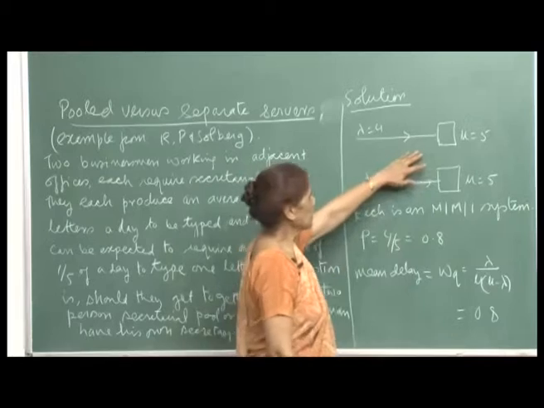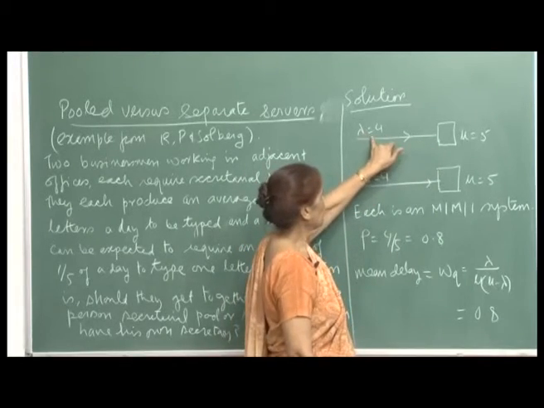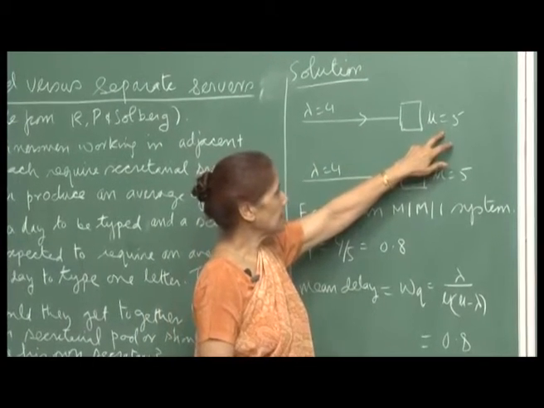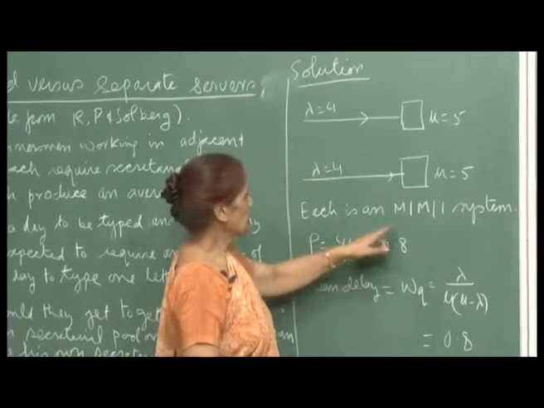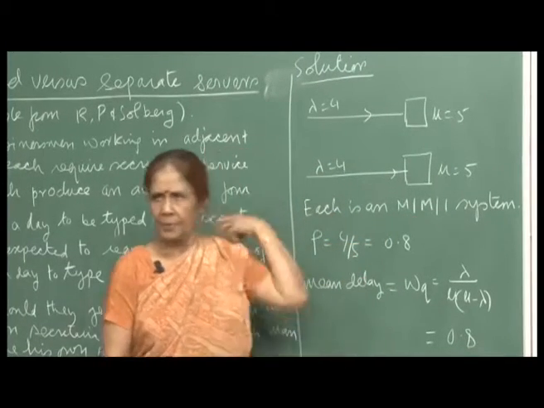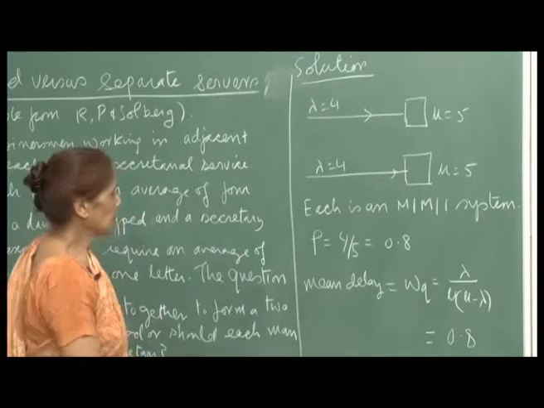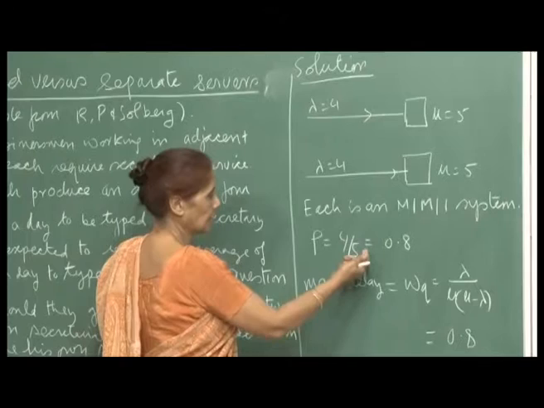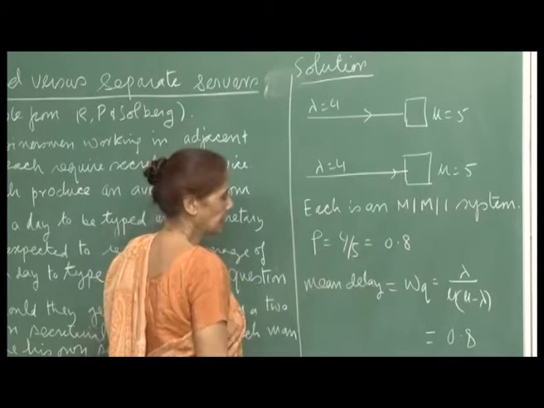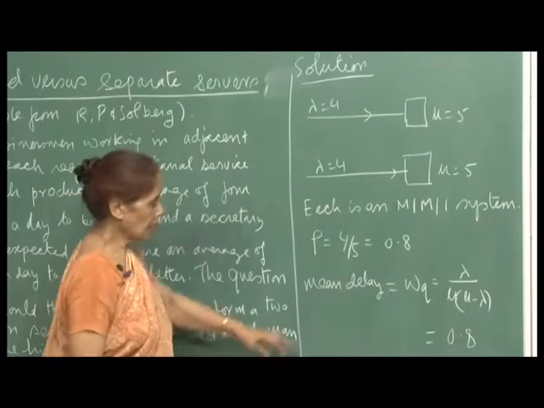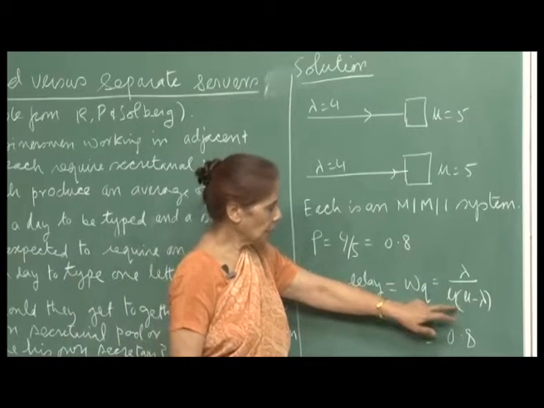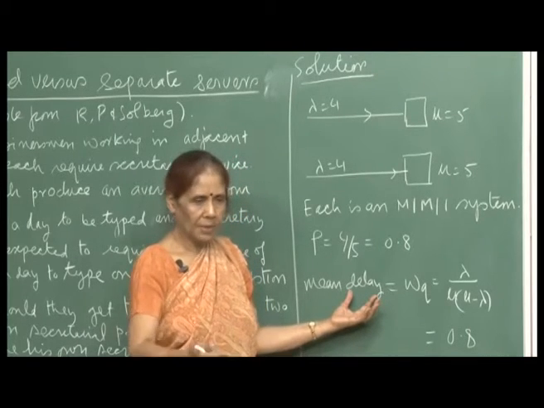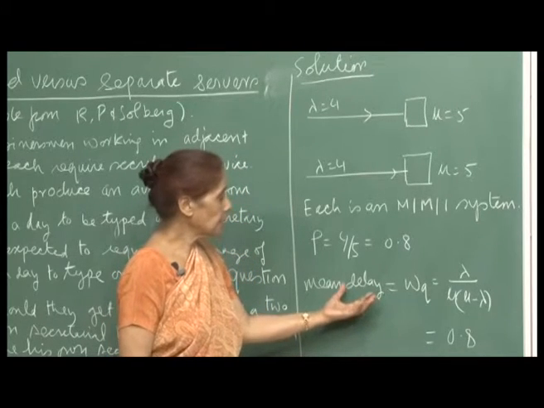If you take a single system, then the input is 4 letters a day, and the secretary is typing 5 letters a day. So, each system can be considered as an MM1 system. And therefore, your rho, the utilization factor 4/5, will be 0.8, and the mean delay, which is WQ, means that the letter has to wait for some time before it starts to be typed by a secretary.